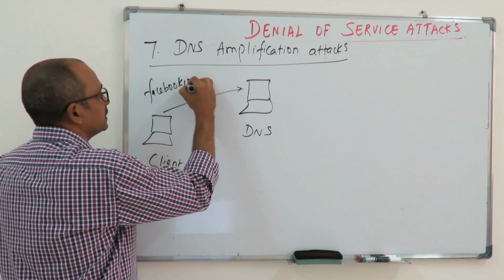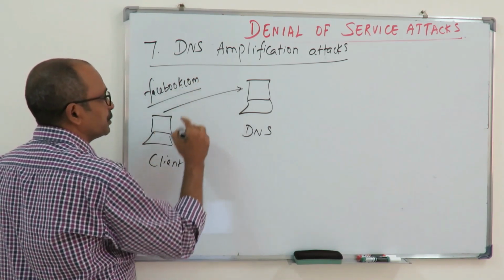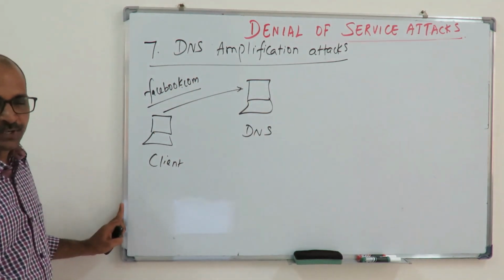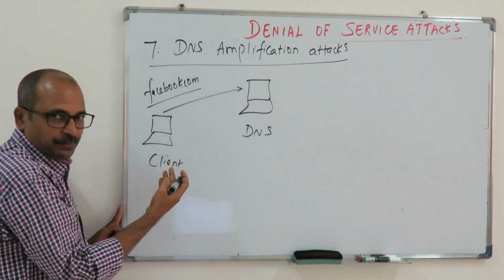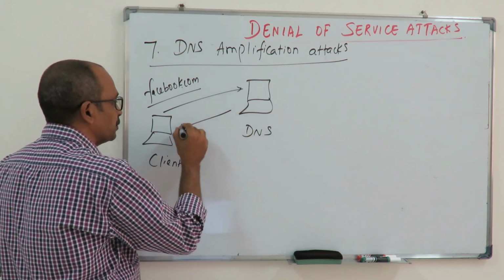So I want to know what is the IP address of facebook.com. So I'm going to send a DNS request to the DNS server. Now the DNS server is going to give the reply. What does the reply mean? It is going to give the IP address.